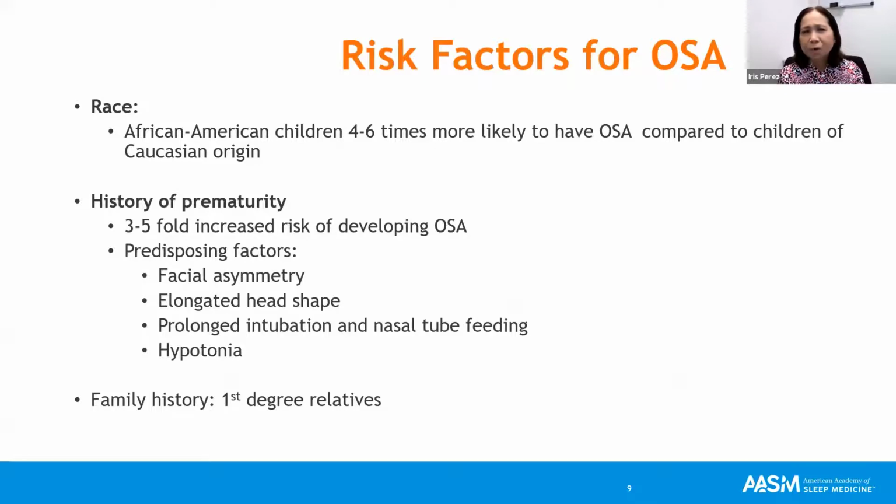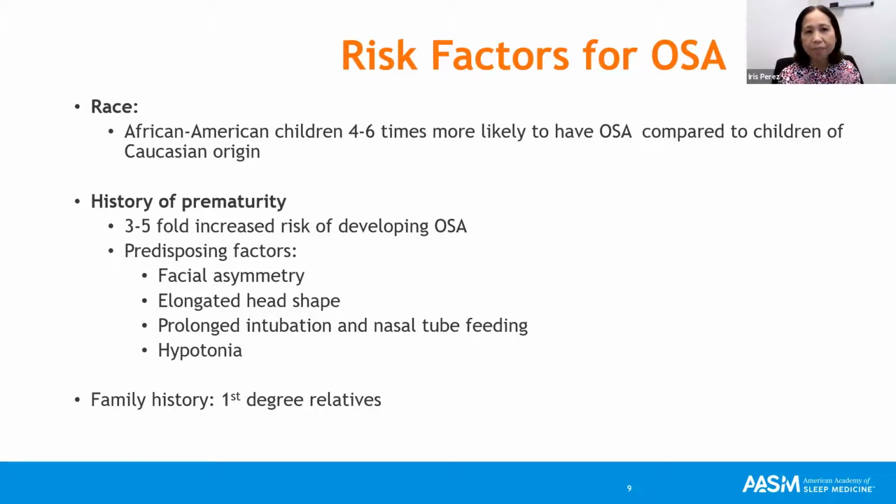Risk factors for OSA include race. Several studies now show that African American children are 4 to 6 times more likely to have OSA compared to children of Caucasian origin. In addition, African American children with OSA have more severe OSA with increase in AHI, as well as higher risk of post-operative complications.